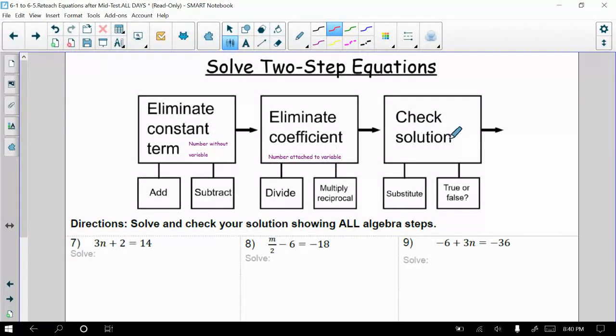Then, of course, check your solution. Substitute it into the equation. Check for it to be true or false. If it is false, you need to go all the way back and retry it and find if you made a computation error. Did you do those steps correctly? Okay, if you got it true, check mark it, move on to the next problem.